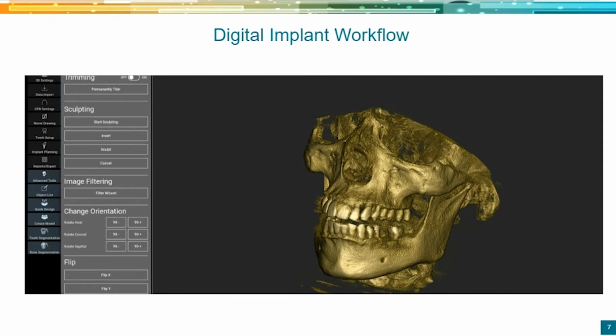Make sure you like the rendering, because we're going to use that 3D rendering. So if we have a little bit of scatter, maybe we're going to slide down the Hounsfield unit that we want to be rendered, and then we're going to import the STL. So if you have a Sirona Primescan, or a Medit, or a Trios, you export that file and you bring it into the software.